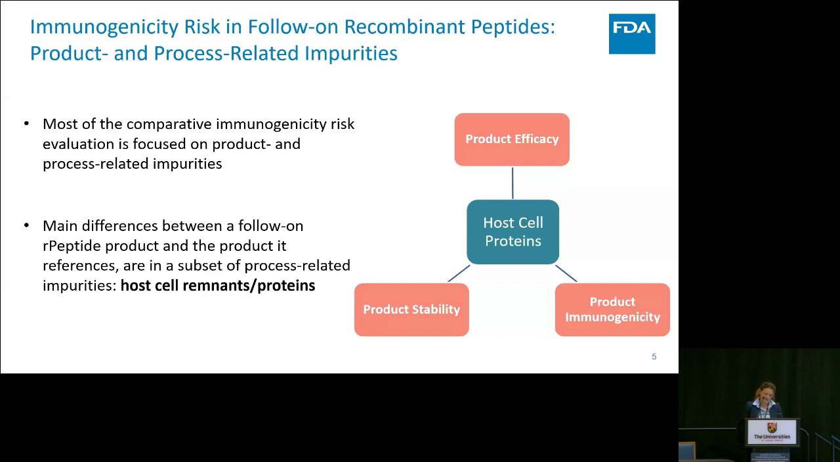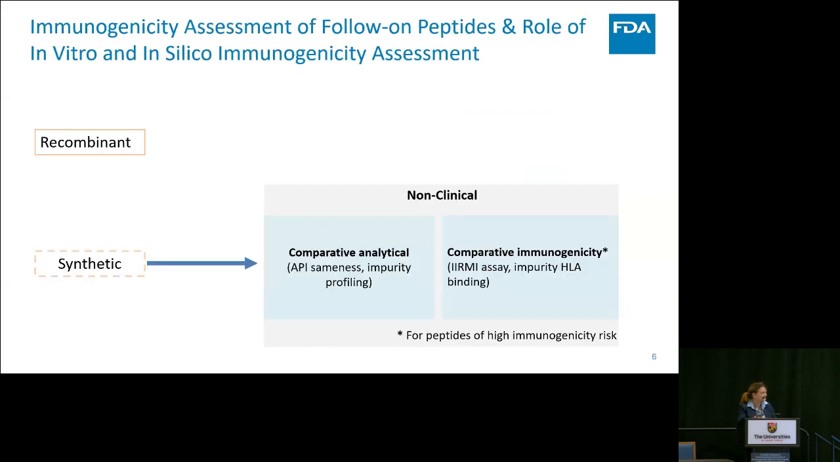In terms of product efficacy, some host cell proteins are proteases, such as cathepsins, that have been associated with reductions in the biological activity and/or potency of the drug. They can also affect product stability by degrading the active pharmaceutical ingredient and/or excipients and shorten the product's shelf life. And of course, last but not least, they can affect product immunogenicity either by acting as adjuvants or by inducing immune responses to themselves. And all these effects are not necessarily independent.